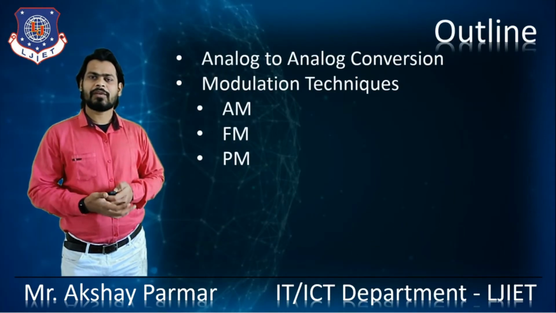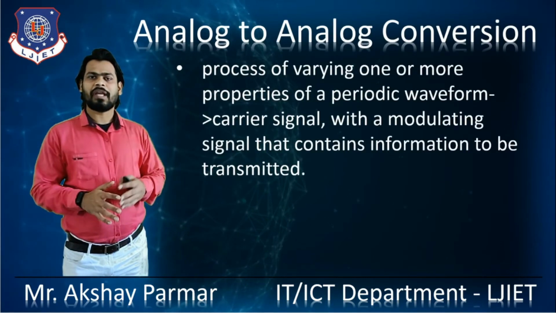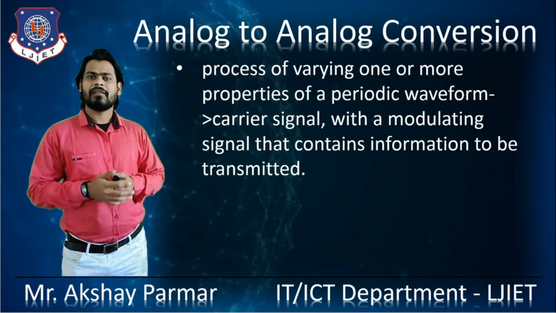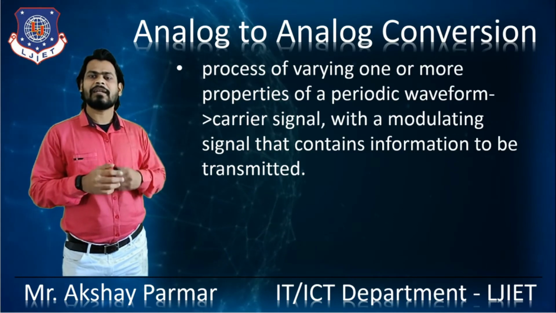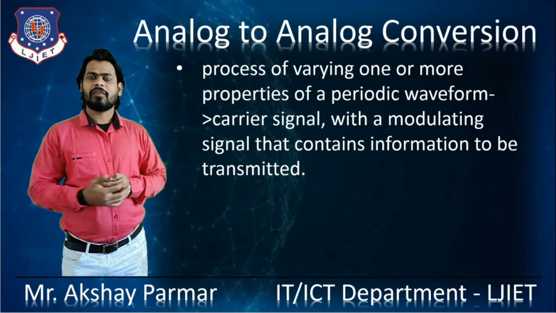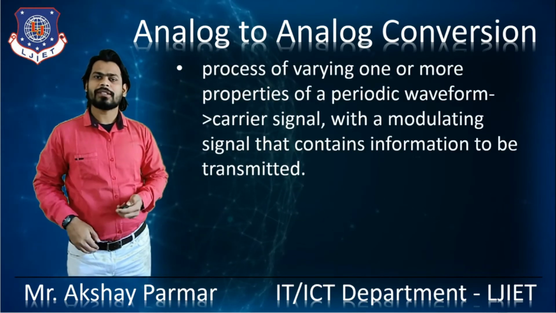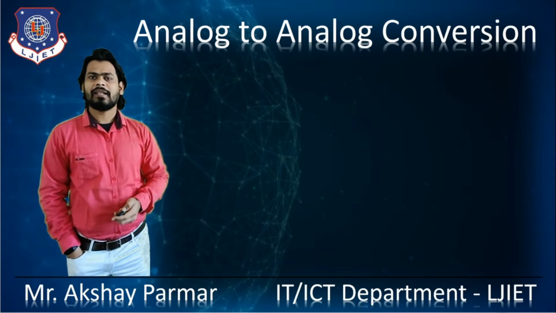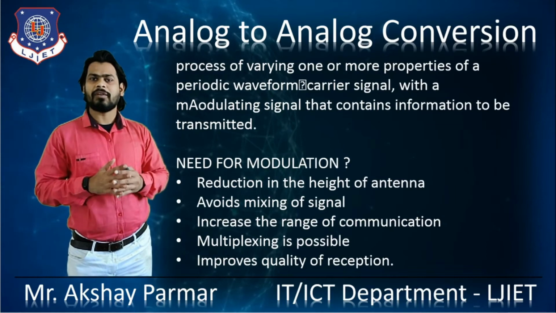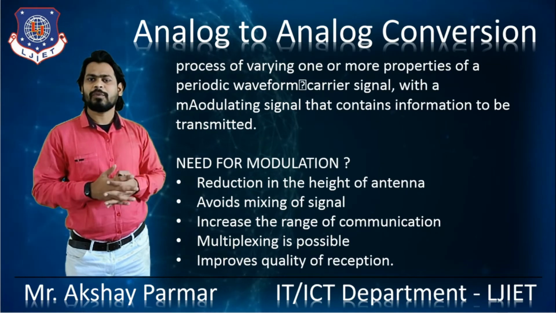So let's begin with analog to analog conversion. What do you mean by analog to analog conversion? The process of varying one or more properties of the periodic waveform, or we can say the carrier signal, with a modulating signal that contains the information to be transmitted. It is called analog to analog conversion. For that, we are using the modulation technique. So what is the modulation technique? It is the process of varying one or more properties of the periodic waveform or signal with a modulating signal that contains the information to be transmitted.